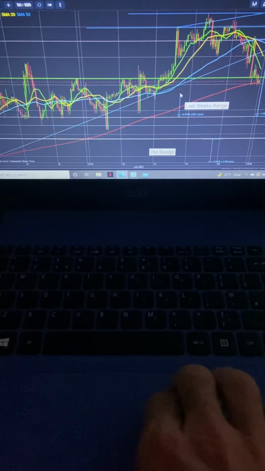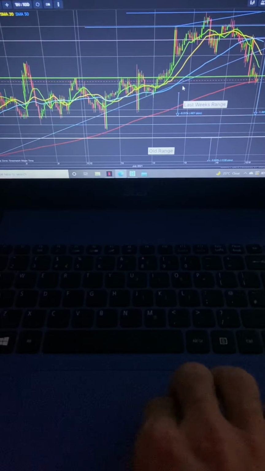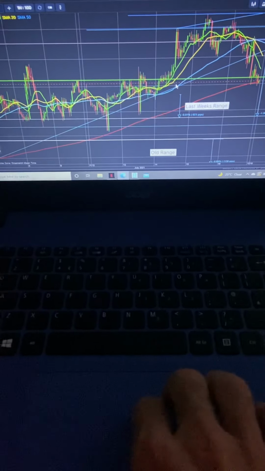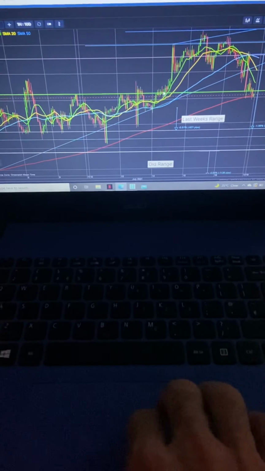Now that range is about a 1,000 pip range, if not more. I can't think it's a night. It might be more, it might be about a 1600 pip range. So we broke out of the range, we came down, we retested the top, and then we broke higher, away from the range. We broke away from the range and never looked back.